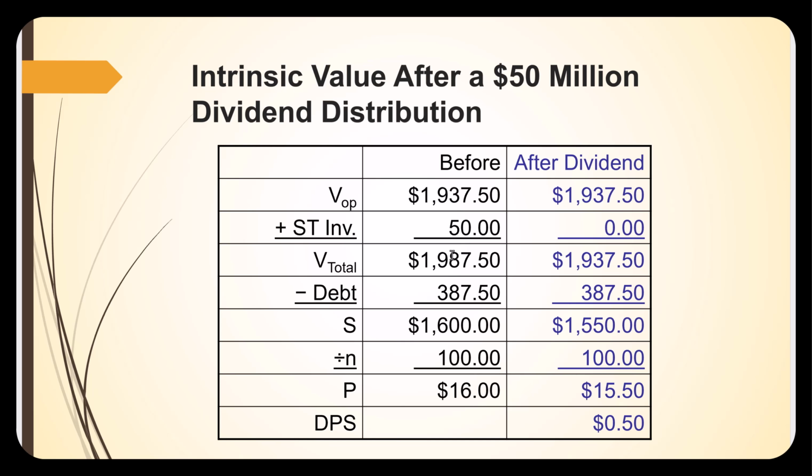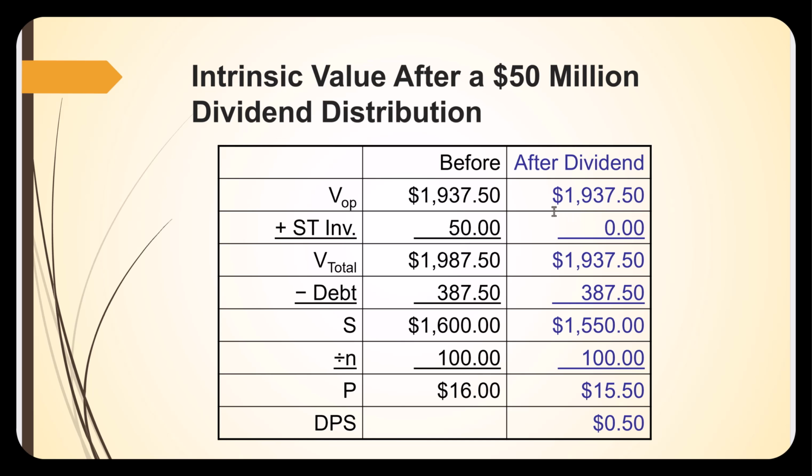Well, before the dividend, here we see what we just talked about. The stock price is roughly going to be about $16, right? The value of the company is $1,600 divided by 100. $16 is the value or the price of the stock.